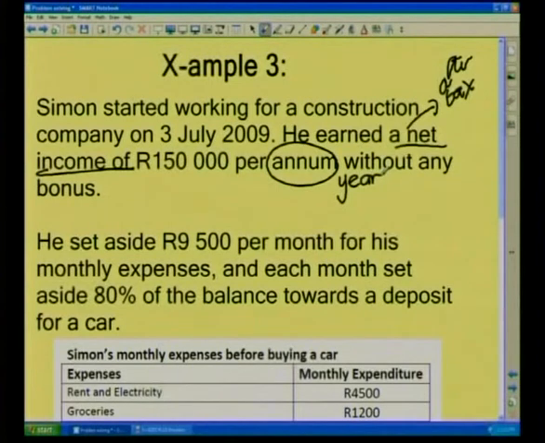He set aside 9,500 Rand per month for his monthly expenses, and each month set aside 80% of the balance towards a deposit for a car.